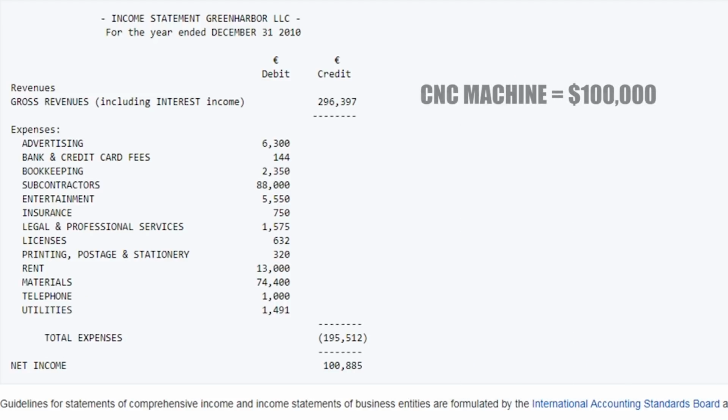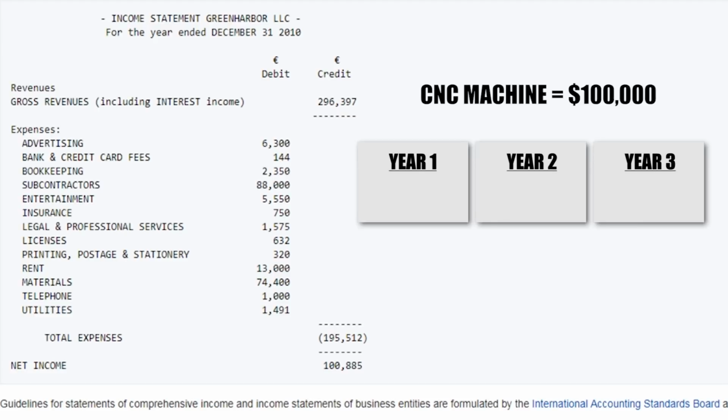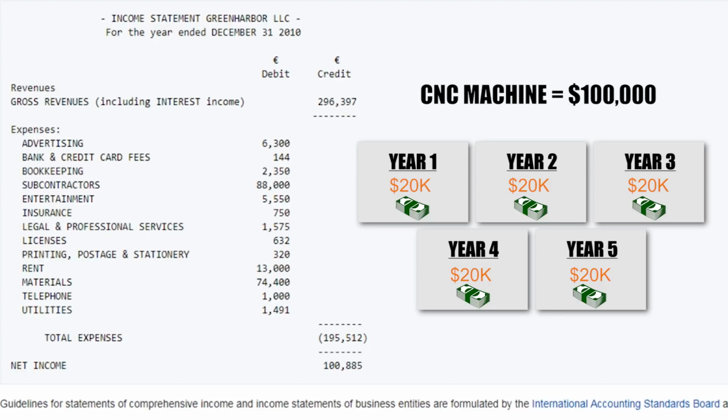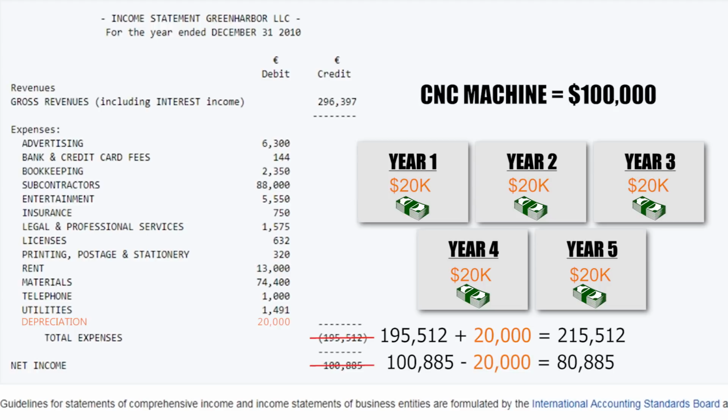So let's take a CNC machine, and let's say it costs $100,000. If you depreciate it across 5 years, again, we don't get to make those numbers up. The IRS has very structured tables on equipment and machines and vehicles and buildings and so forth. That would mean each year for the next 5 years, I get to take $20,000 in my expenses against that machine. So in the case of this income statement, we would have an additional line of depreciation of $20,000, and our total expenses, instead of being $195,000, would be $195 plus 20, or $215,000, which means our net income would be approximately $80,000.